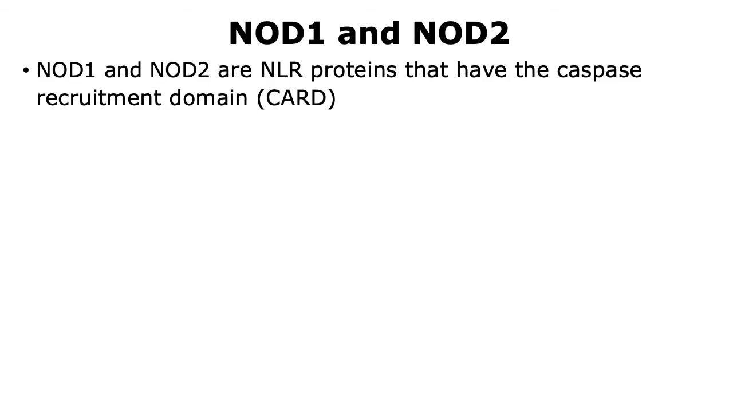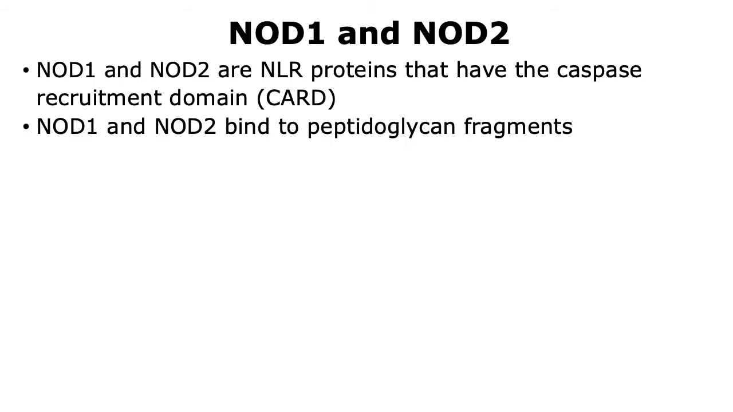NOD1 and NOD2 were among the first NLR proteins that were discovered, and they both have the caspase recruitment domain, or the CARD domain. NOD1 and NOD2 are pattern recognition receptors, and the PAMPs that they recognize are peptidoglycan fragments.